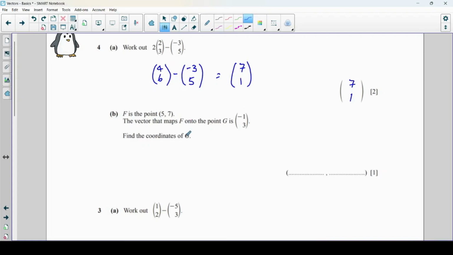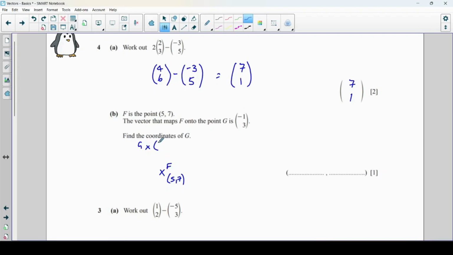Next question, f is the point 5, 7. I think again, I'm just going to do a little sketch of this. Let's say 5, 7 is there. The vector that maps f onto g is minus 1, 3. So that means that we're going to go 1 left and 3 up. So 1 left, 3 up is over here somewhere.